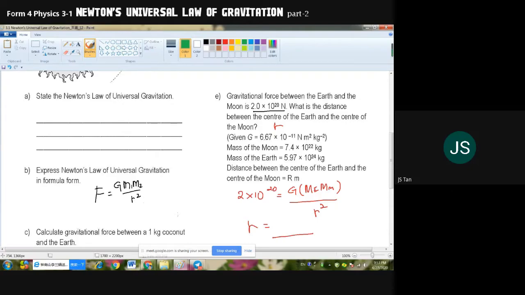3.84 times 10 power of 8. Power of 8, unit should be? What you find now? Meter. Yes, meter. Your answer correct or not? 3.84 times 10 power of 8 meter. Okay or not? Correct. So this one is 3.1, what we need to learn.